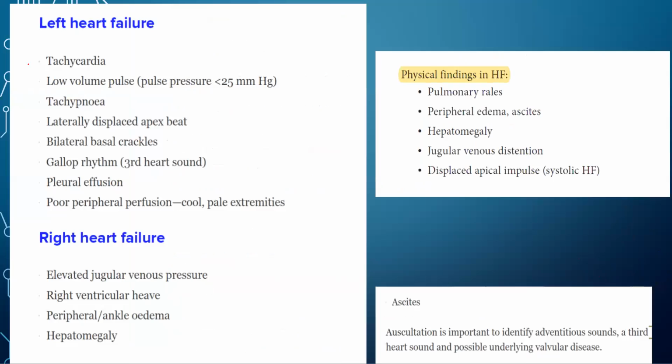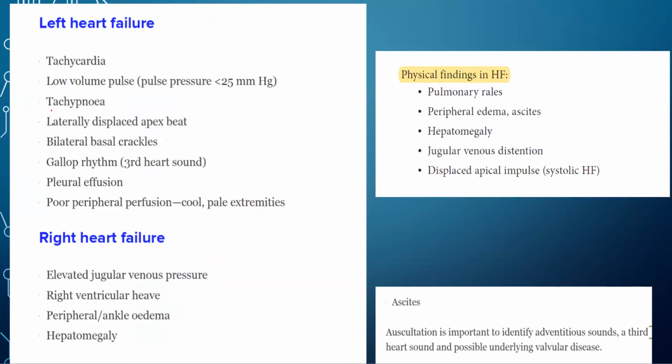Okay. So left heart failure and right heart failure. That's another subtype of heart failure. Left heart failure is usually the first thing that happens. And most of the time, left heart failure eventually causes right heart failure.